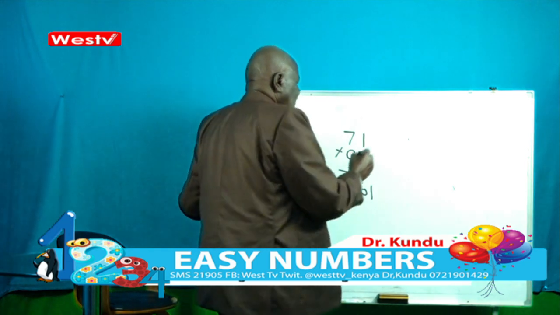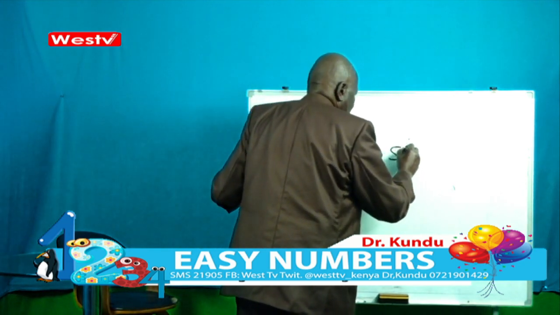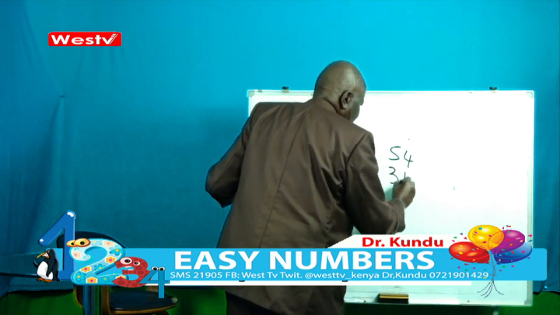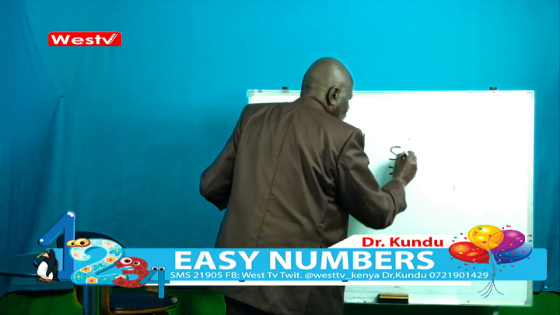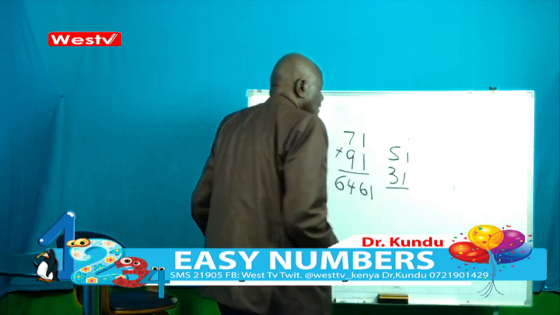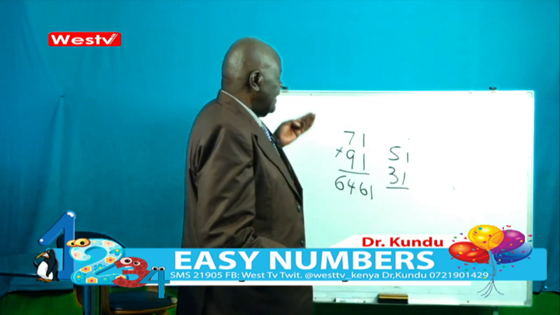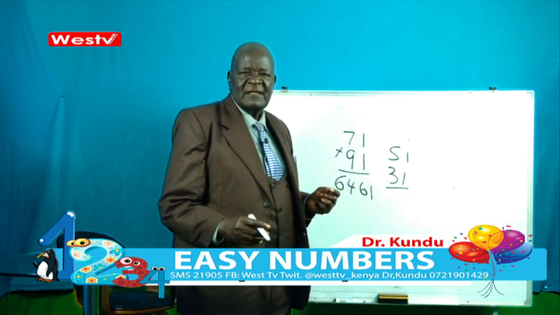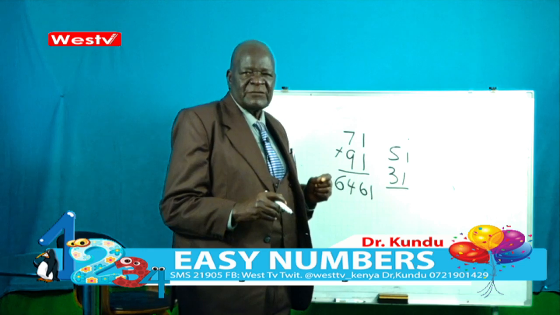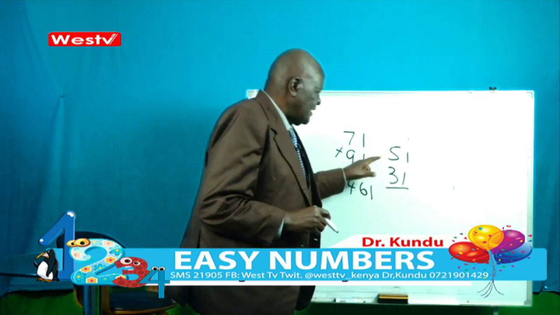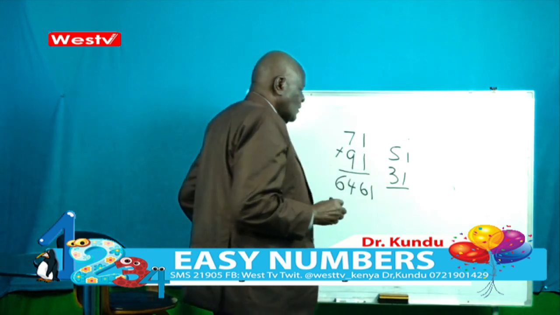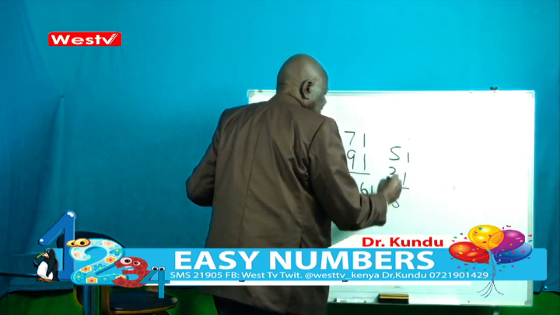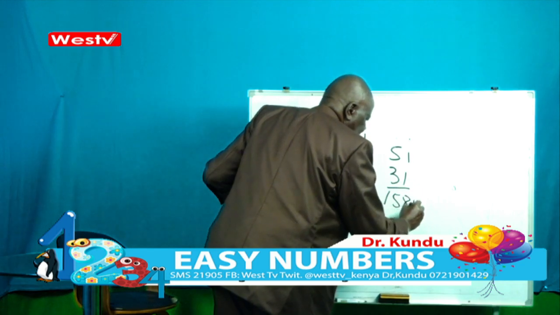So 54 by 31. I'm talking about numbers ending in 1. You see, this one is 1581 at a glance. How did I see 1581? I said 5 and 3 is 15, while the addition 5 and 3 is 8, and finally that.